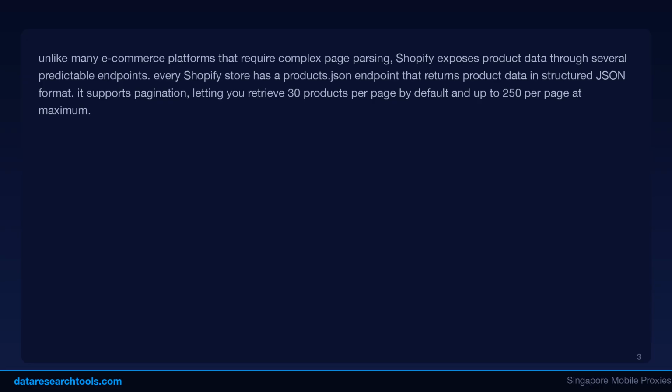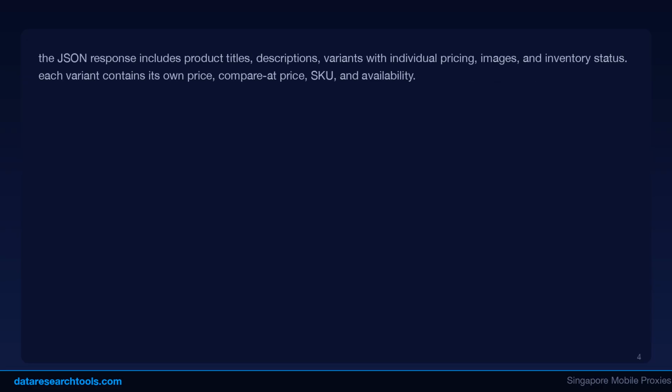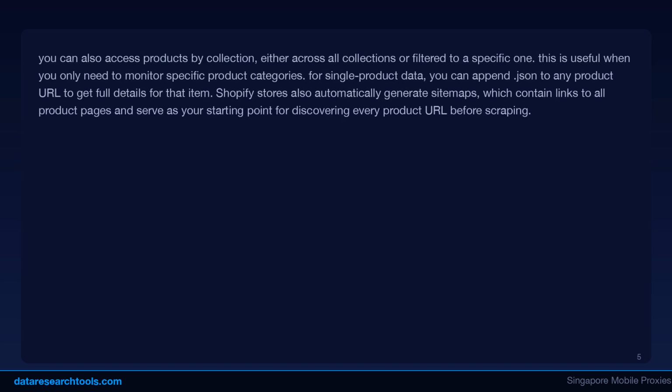You can also access products by collection, either across all collections or filtered to a specific one. This is useful when you only need to monitor specific product categories. For single product data, you can append .json to any product URL to get full details for that item. Shopify stores also automatically generate sitemaps, which contain links to all product pages and serve as your starting point for discovering every product URL before scraping.